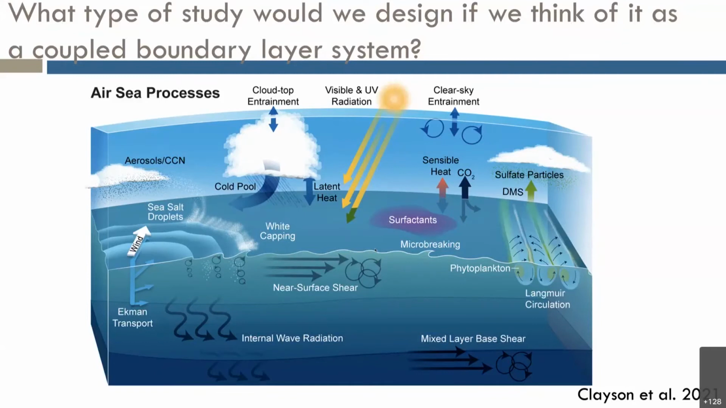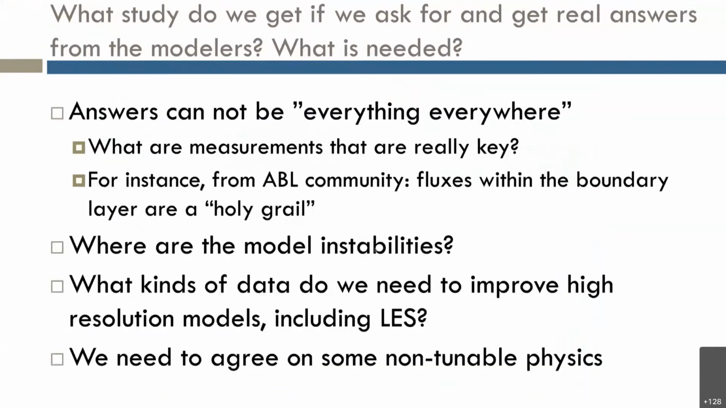All right, so another question for you is, what study do we get if we ask for and get real answers from the modelers? What is needed? I said here the answers cannot be everything everywhere, because we would really like everything everywhere, but that's just not possible. But what measurements are really key for knowing how these coupled systems work together at these scales, and if what we're seeing from the modeling simulations really is representative of reality.